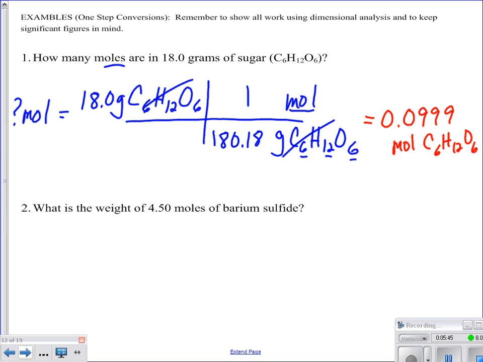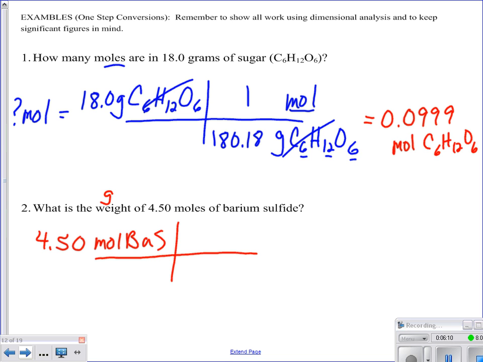Okay, number 2. It says, what is the weight? Well, that's going to be grams is what we mean there. We're starting off with 4.50 moles of barium sulfide. And barium sulfide, everybody, we just did nomenclature. How do you write barium sulfide? Yes. There, I heard it. So it's +2 -2, so that's how you would write that.